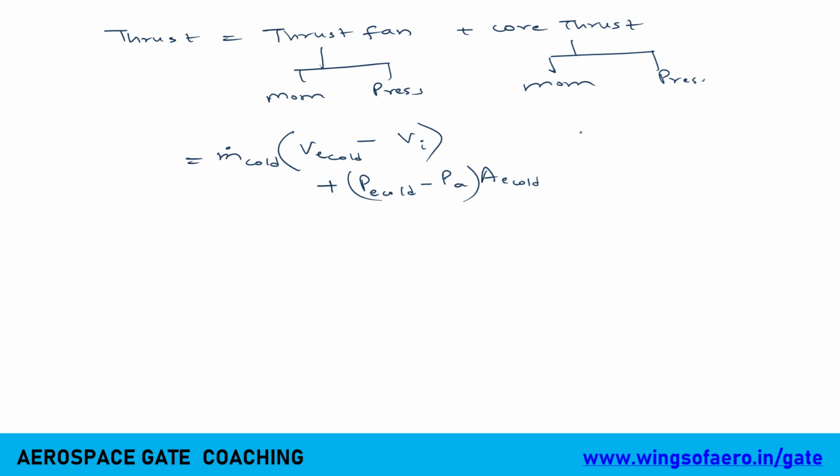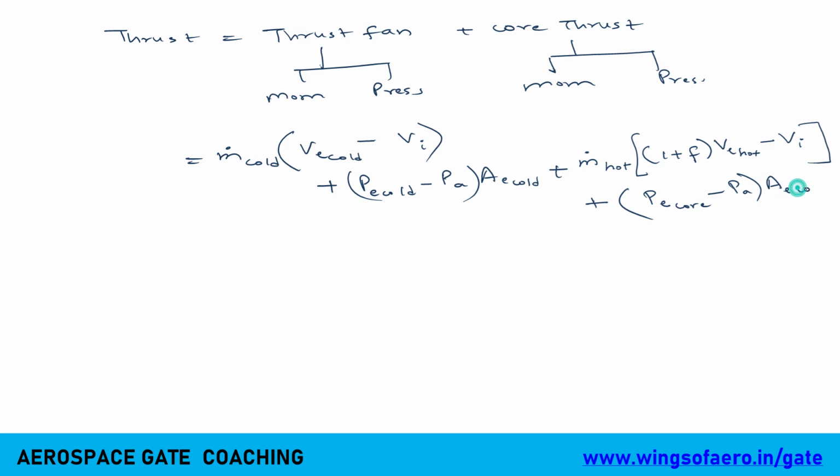Now I will consider the core thrust. What is the core thrust? It is subdivided into the momentum thrust and the pressure thrust. Why I am splitting this, I will come to that point as well. First, remember the momentum thrust. In general, as we are discussing the hot section, we write m dot hot times (1 plus f) times (VE hot minus VI). This is the formula for the momentum thrust. Now what is the pressure thrust? Pressure thrust is the difference of pressure in the core, that is, the pressure at the core exit minus the ambient pressure, times AE of core. I mean core in the sense of hot.